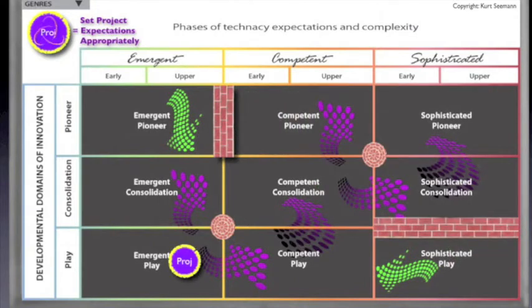So typically we would set a project initially down at the emergent play level, then we would set projects in the competent play level, and so on. And we would try and progress people through appropriate levels of expectations. You could also progress them through other means, such as through the emergent consolidation phase.